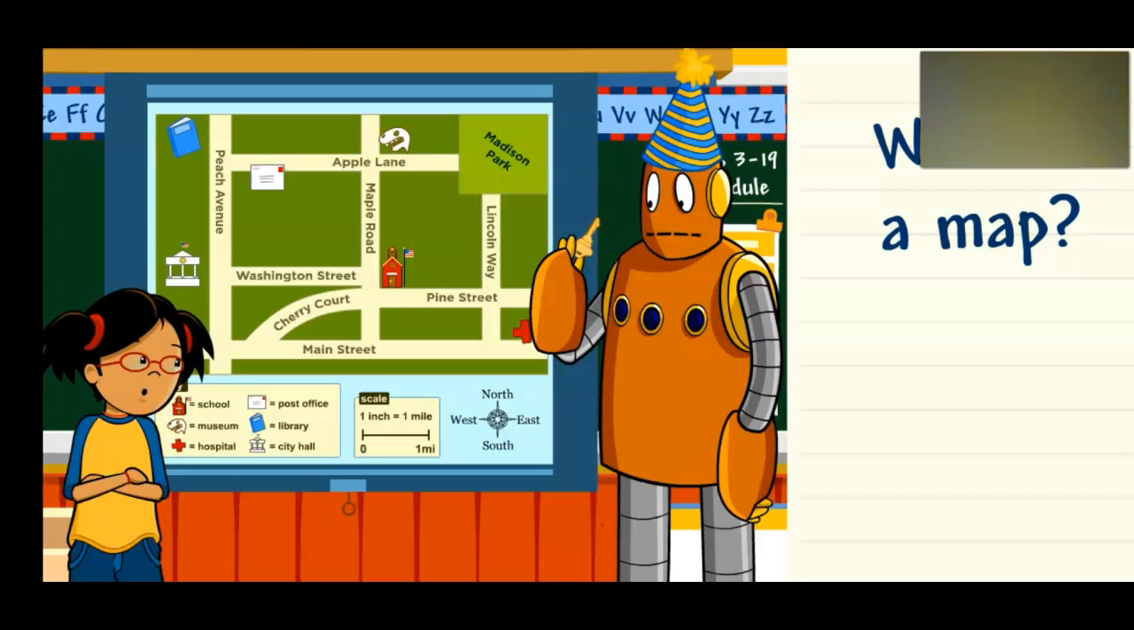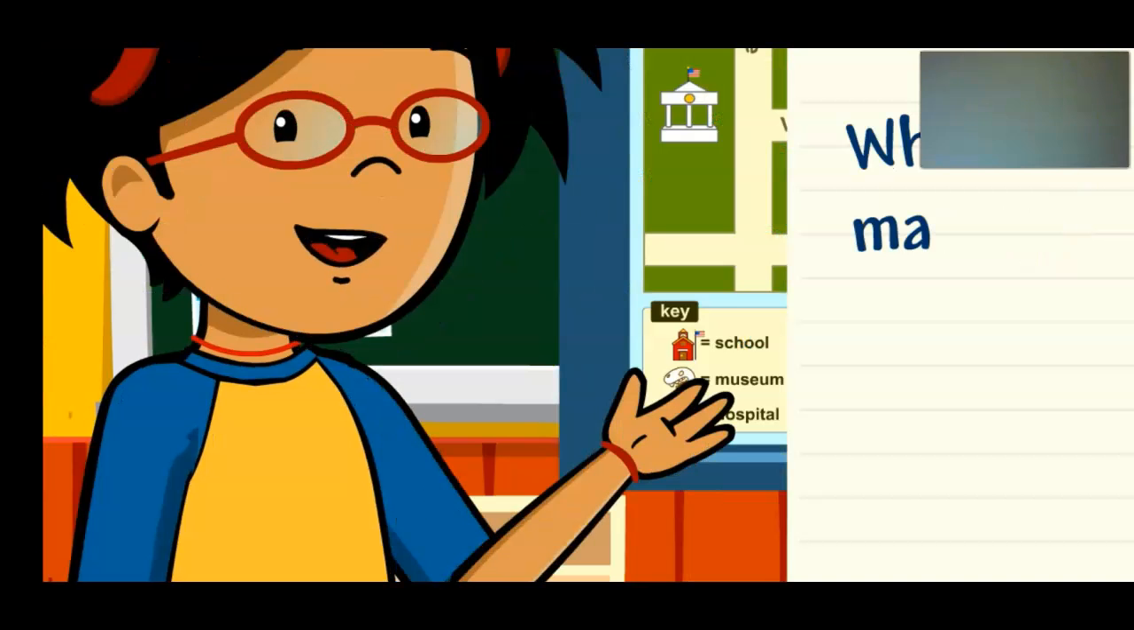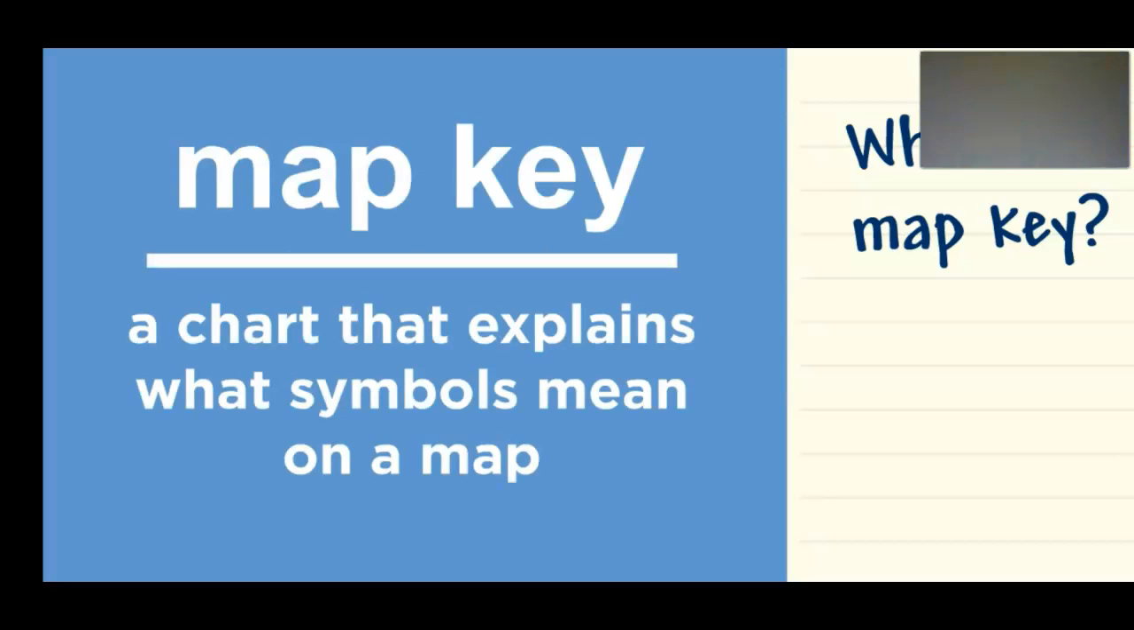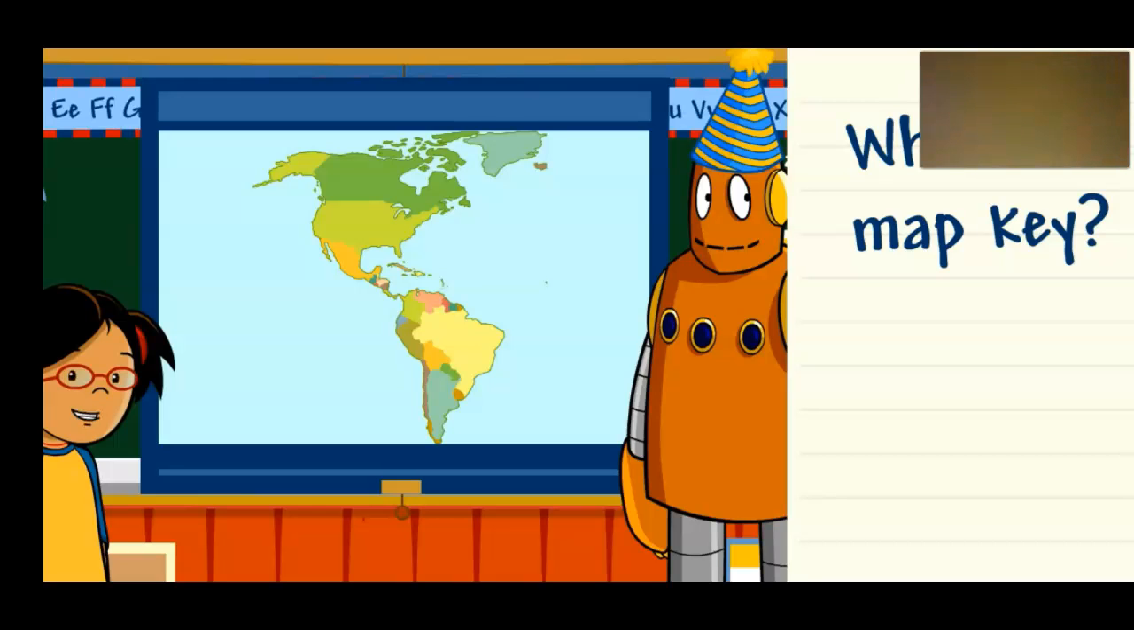Not exactly, Moby. What is a map key? A map key is a chart that explains what symbols mean on a map. It's also called a legend.